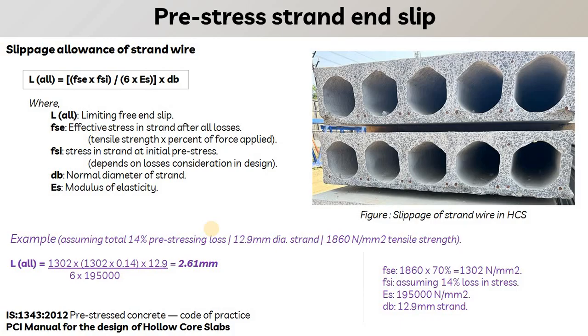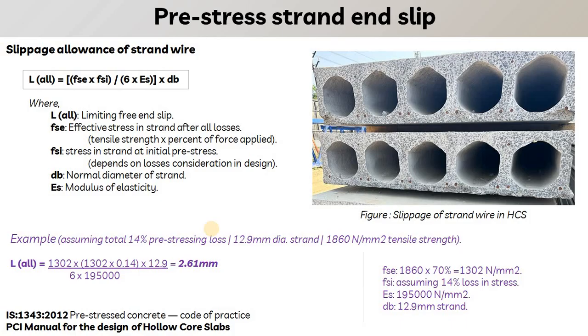So now let us see the slippage allowance. Yeah, there will be some kind of slippage. We have already seen in the previous slide that there will be some kind of losses in the pre-stress due to thermal, due to shrinkage, due to creep. There is some percentage of loss that has to be considered as an additional part when we are calculating the required force for stressing wire.